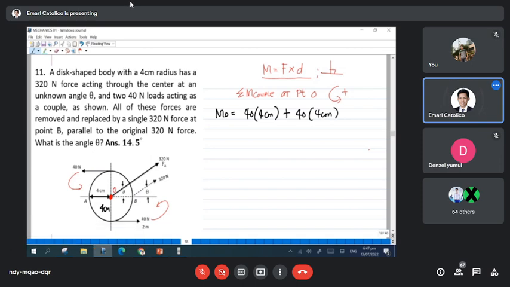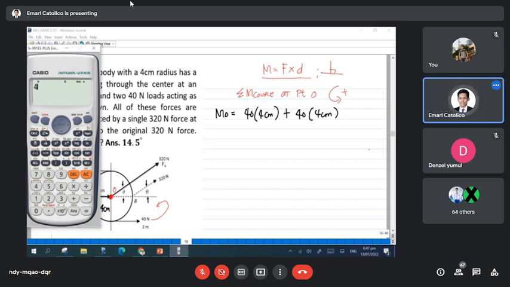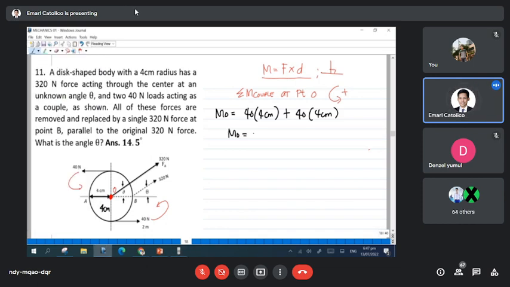Okay? So 40 times 4 times 2. So 320. So moment natin at point O is ilan? 320 Newton cm. Okay? So now mag-focus tayo doon sa ni-replace na force, which is ito. Yung 320 Newton.